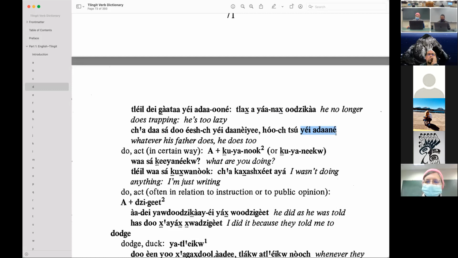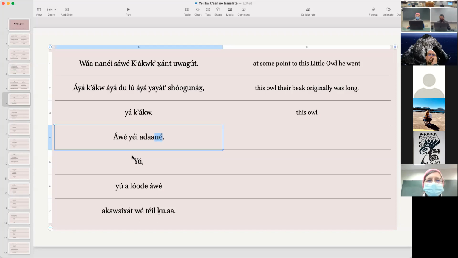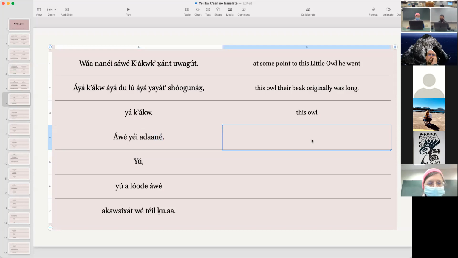So coming back, awe ye adene. How would you translate that in the context of this story? I would say that's what he did, except there's not an action in this. It's describing a beat. Or maybe it's preparation for the part that follows. I don't know.